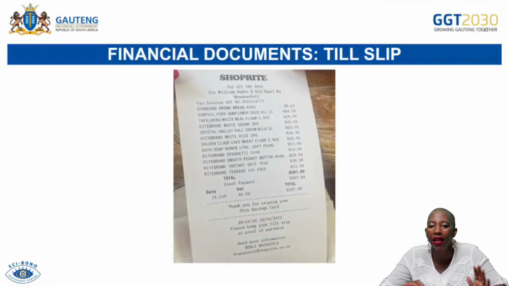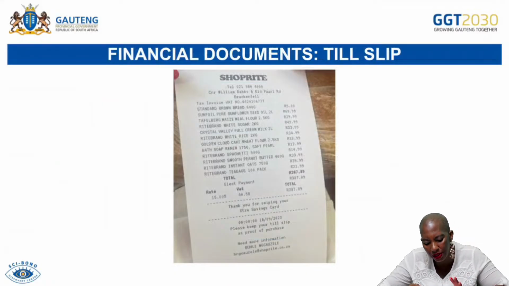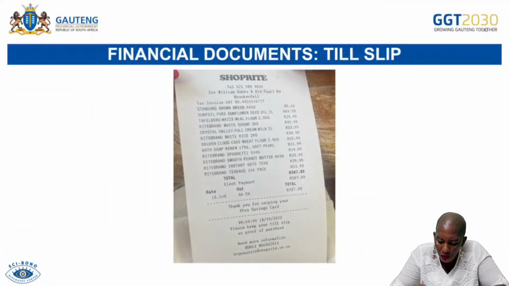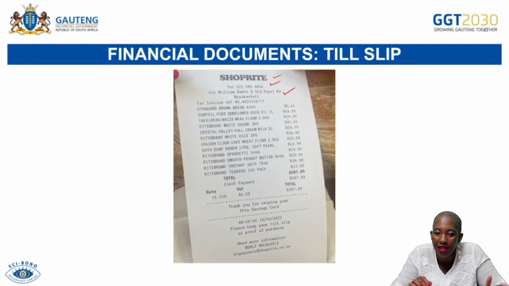Now let's have a look at the till slip. This is a part of financial document. Here is just an example of a till slip, and you are familiar with the till slip. This till slip is from ShopRite, and then the telephone number from ShopRite, and then the address of that ShopRite. And is this a ShopRite tax registered? Yes, it has a VAT number. It is registered.